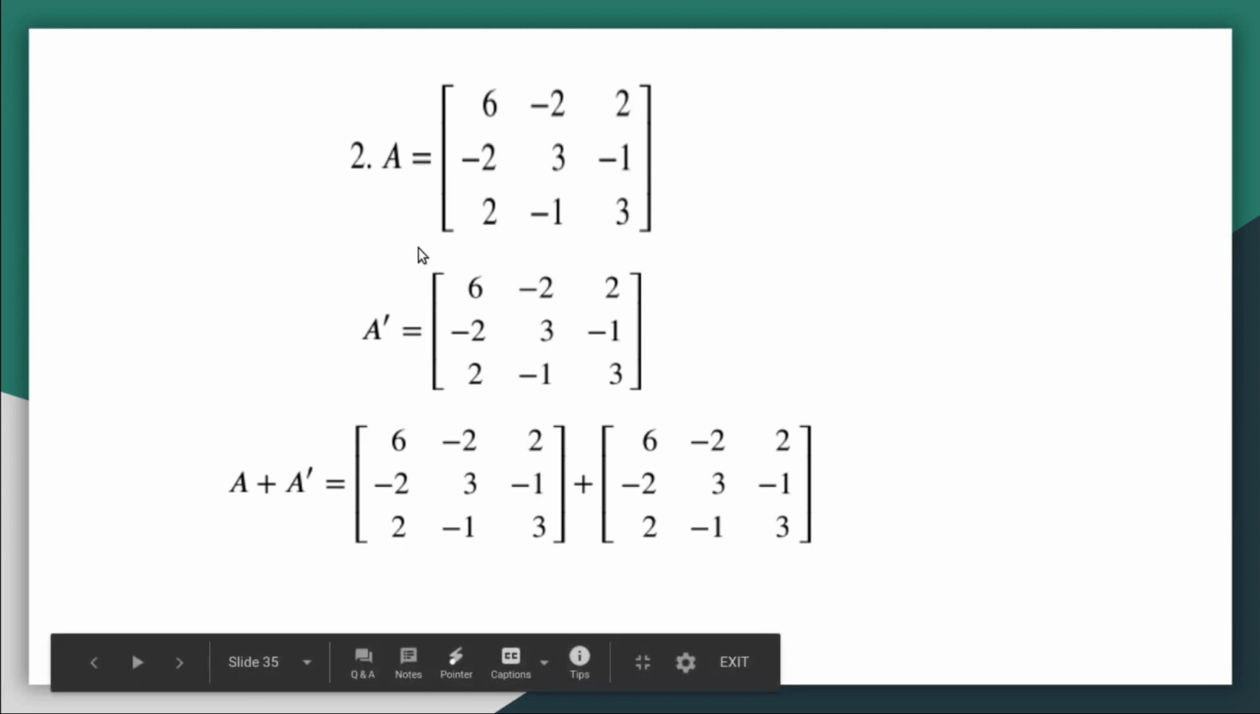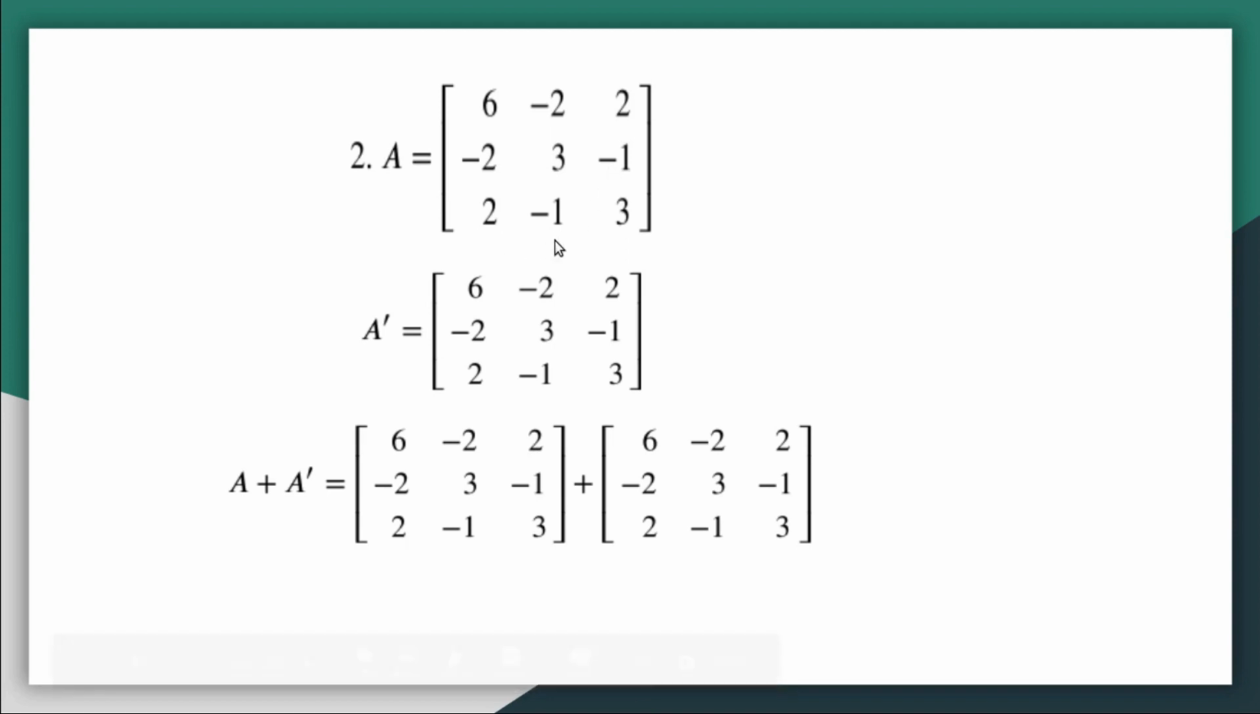Now second one, A equals matrix 6 minus 2 2, minus 2 3 minus 1, 2 minus 1 3. Now A transpose: write first row as first column, 6 minus 2 2.